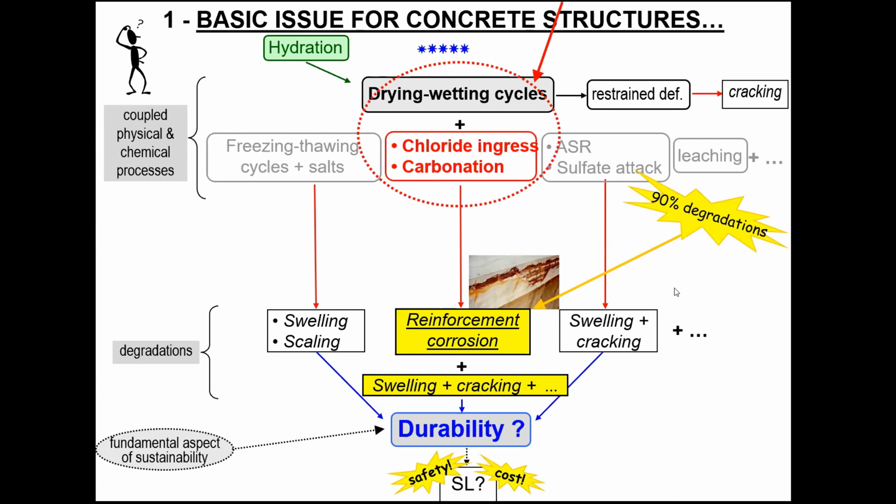So first, when we consider the basic issue for concrete structures, you can see on this scheme that there are several possible processes. They are often coupled, and corrosion is the main degradation we can have on structures. And of course, this can be linked to chloride ingress and carbonation.